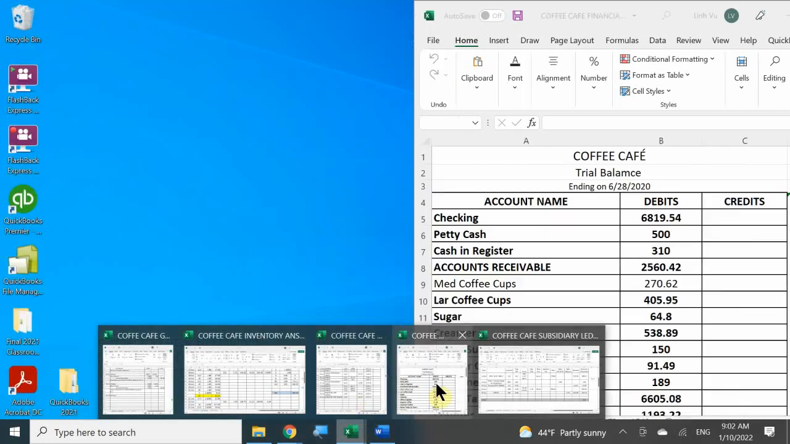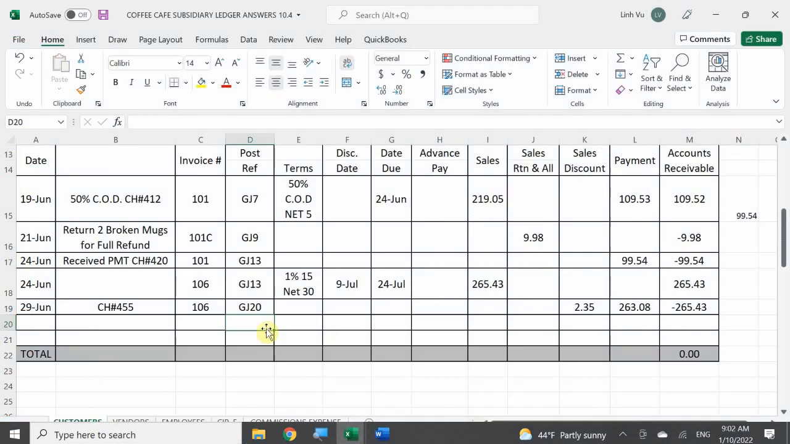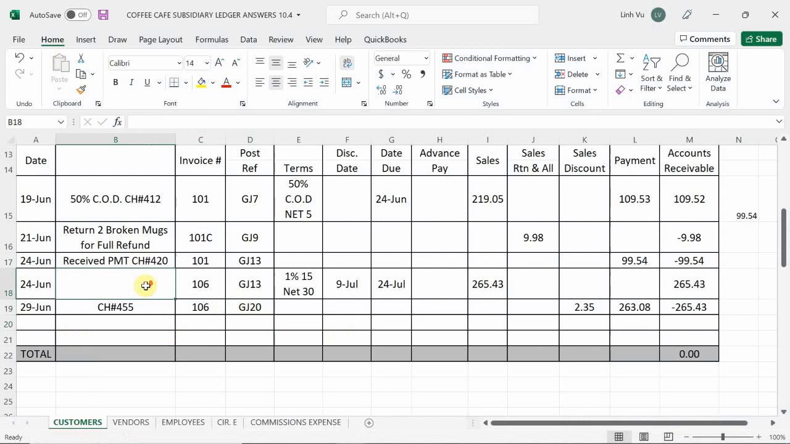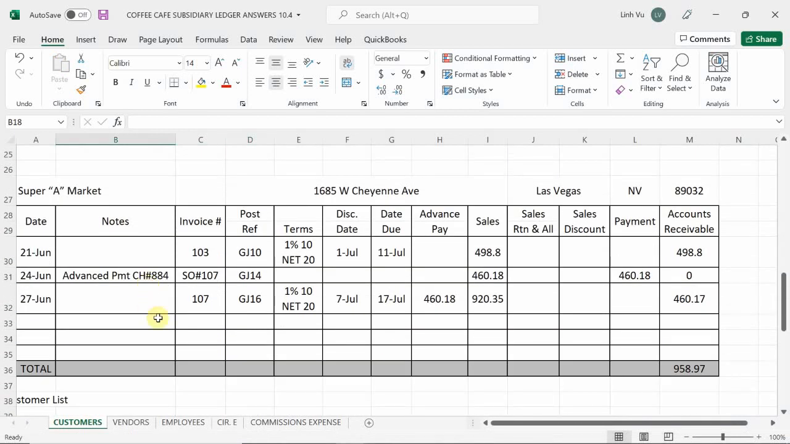We look into the subsidiary. Yes, so let's see what Super A owes me. Super A, right? We got invoice number 103 and invoice number 107. So in grand total, Super A owes me $958.97. Now, in this case, right, we gave Super A Market some terms.